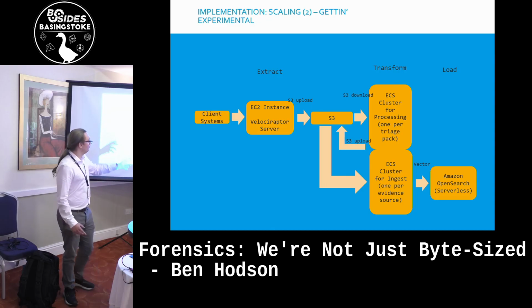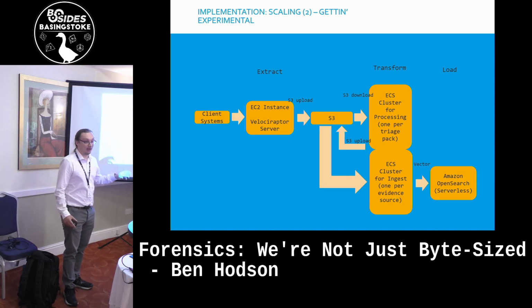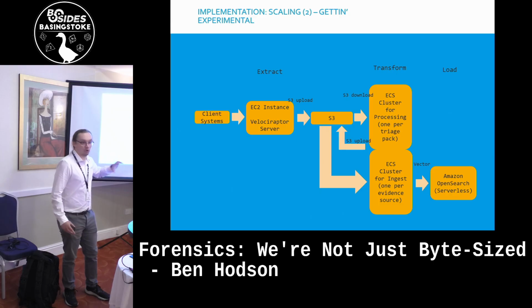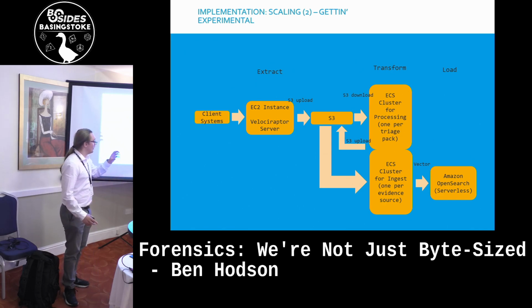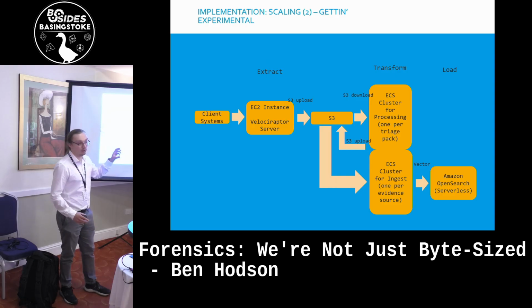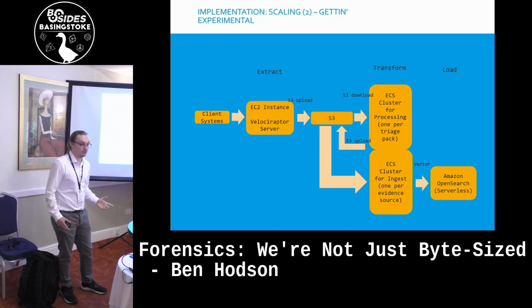Then it will pull the file down from S3 and run all of our processing tools on it, so Chainsaw, EBTX, ECMD, whatever zillion tools we want. It will then re-upload the data back up to S3, trigger a second S3 event notification, which will then spin up a second ECS for ingest.